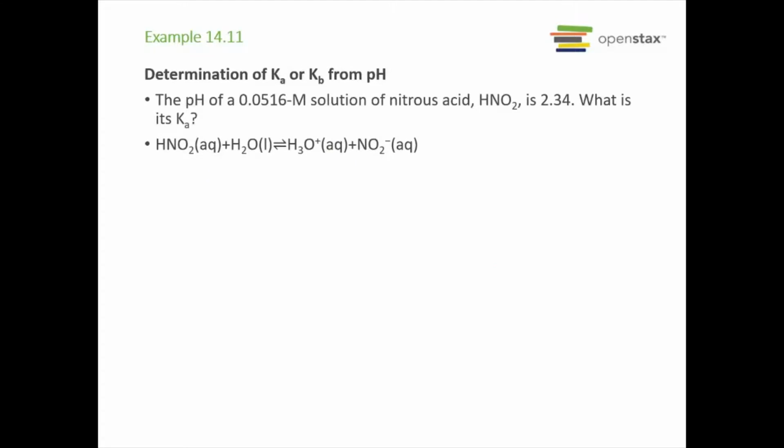All right, so let's look at one a little bit tougher. We're told the pH of a 0.0516 molar solution of nitrous acid is 2.34, and we want its Ka, and we are given the reaction here. So this solution of nitrous acid does not account for equilibria. This is our starting HA concentration, if you will. So this is an initial concentration. So we don't know what our equilibrium concentrations necessarily are.